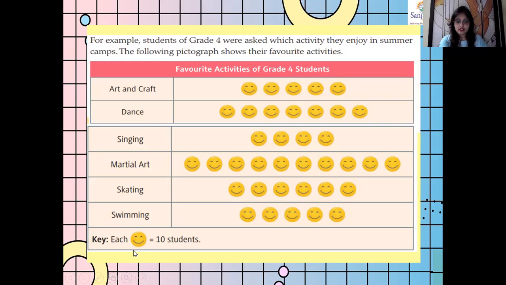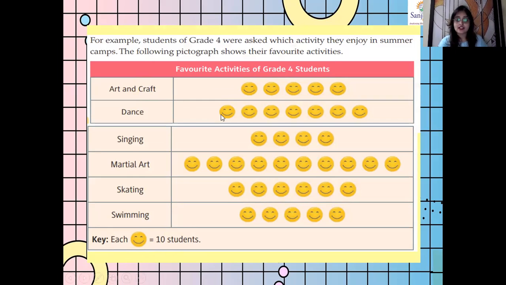Now here children, can you see in this pictograph, it is already drawn, and here down they have given you the key: each smiley face is for 10 students. So let us see now art and craft, how many students like it? 1, 2, 3, 4, 5. So 5 tens are 50 students like art and craft.